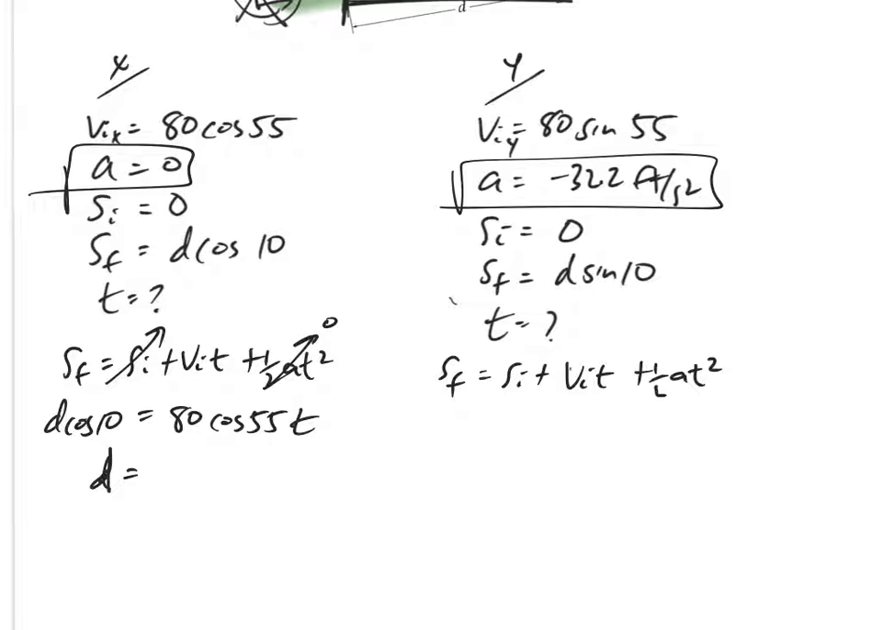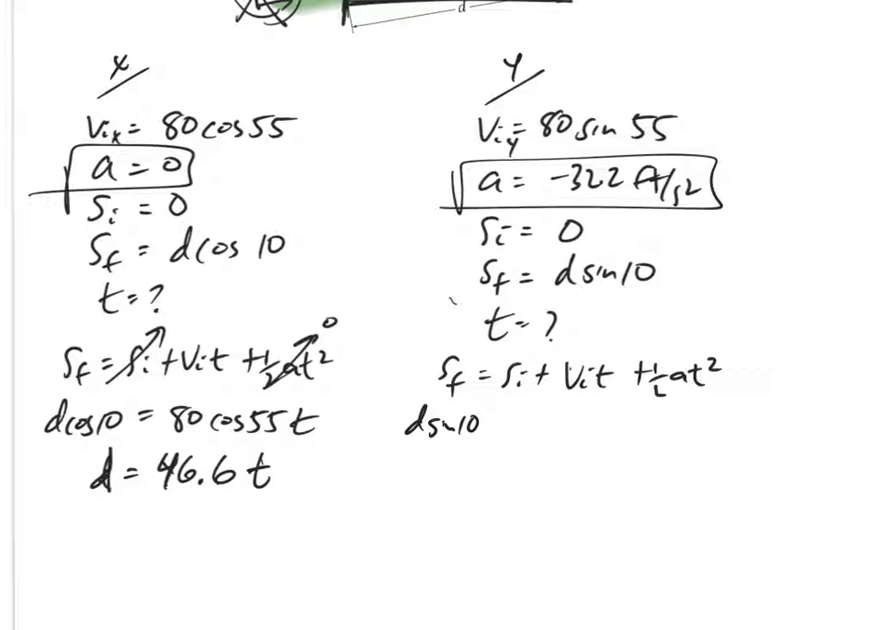D would end up being 46.6 t. D is 46.6 t, so that's about as far as I can go there. Now let me go to this other equation.